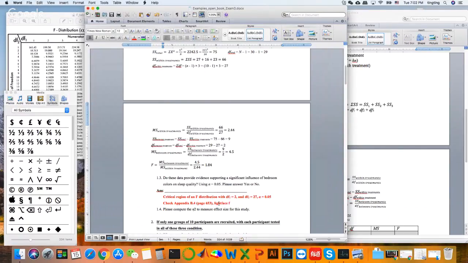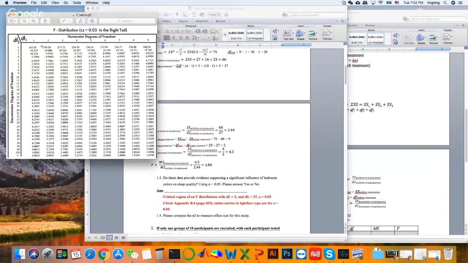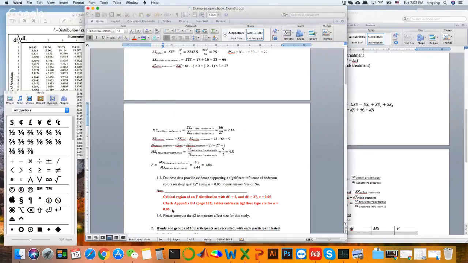The light-phase type are for alpha equals 0.05. So this is just that component. We check df1 equals 2 and df2 equals 27. So it's here, right? Their cross should be alpha.